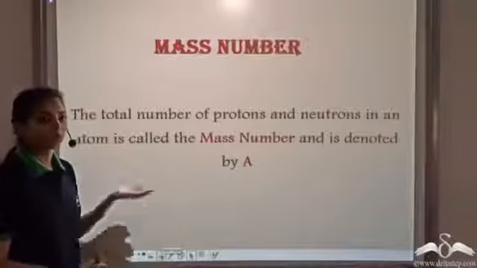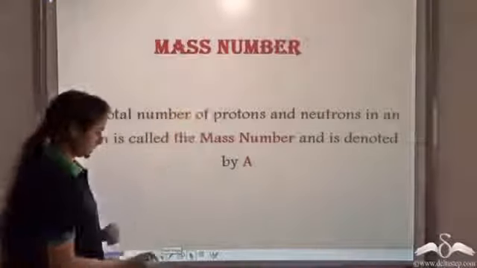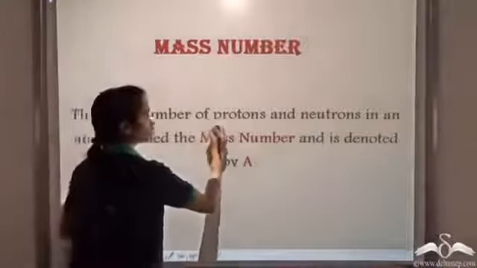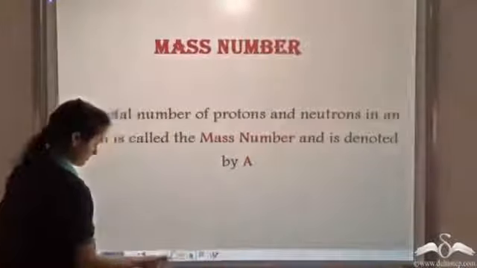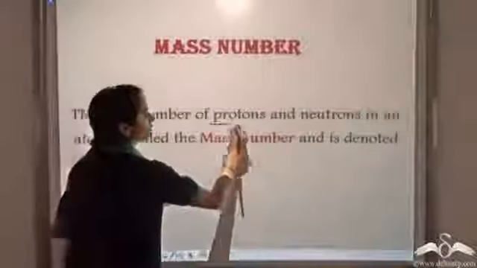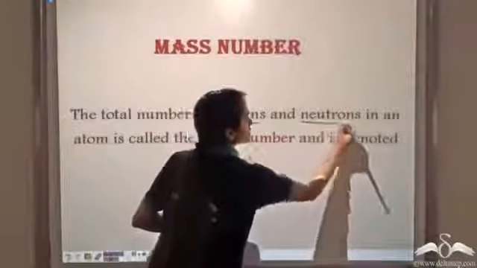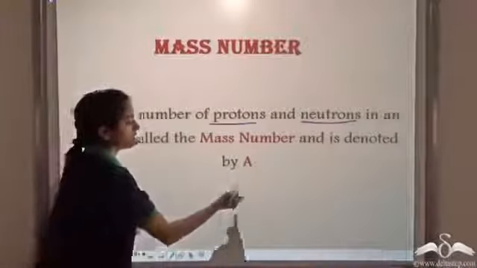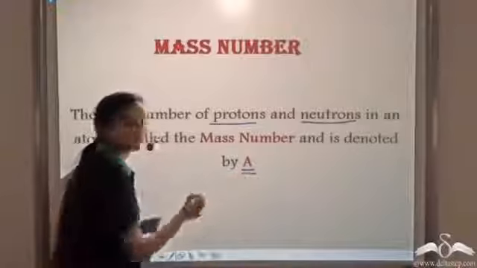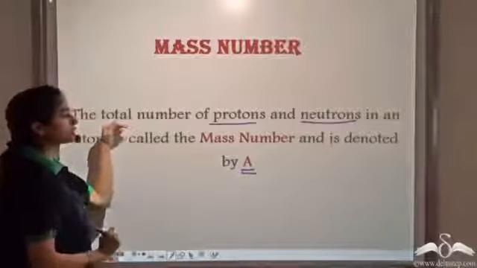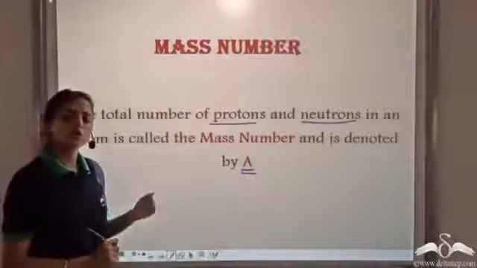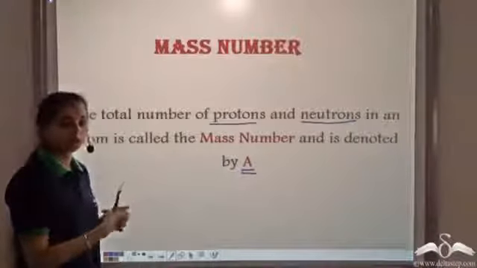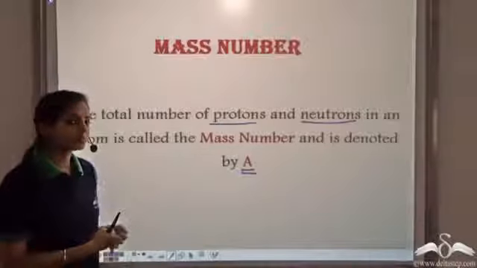Another important property of atoms is their mass number. This is defined as the total number of protons and neutrons which are present in the atom. This is known as the mass number and is denoted by the capital letter A. Well, so this is the total number of protons and neutrons. Why aren't we considering the number of electrons when that is also an important subatomic particle of all atoms?